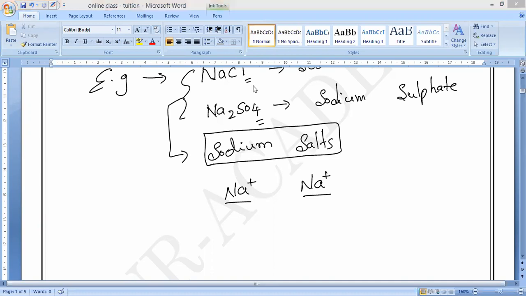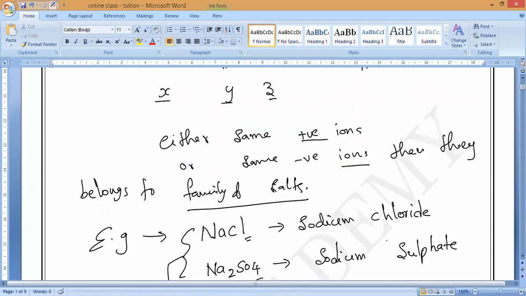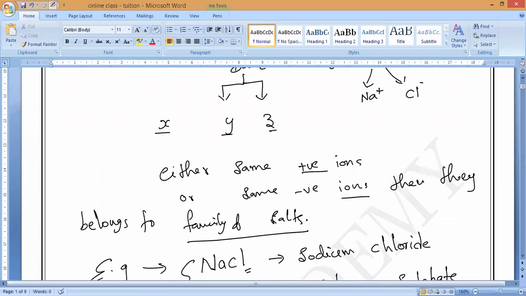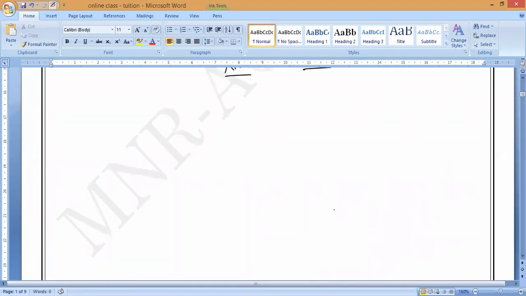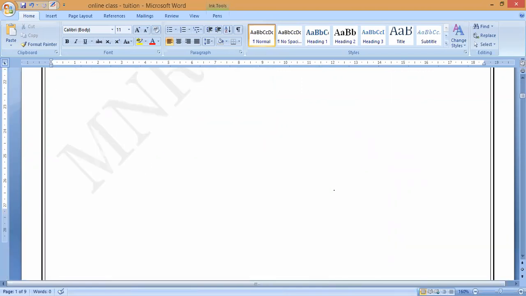So what do you mean by family of salts? Either they must have the same positive ions or the same negative ions. That is called a family of salts. Please take down both options fast.